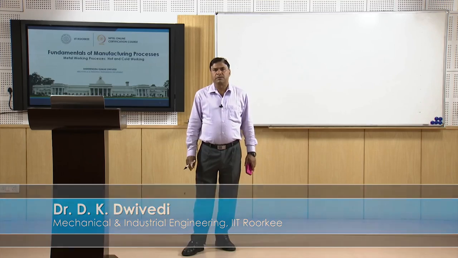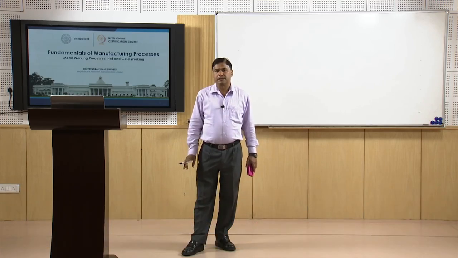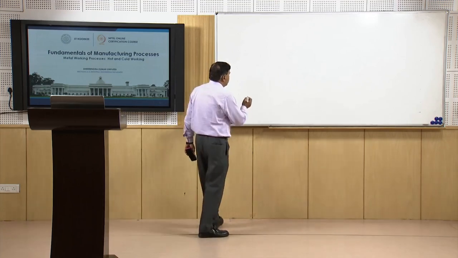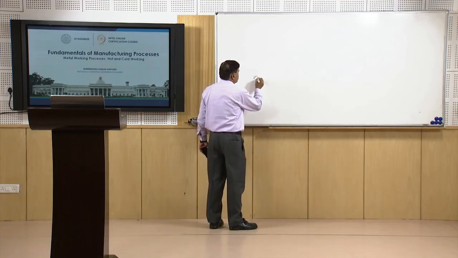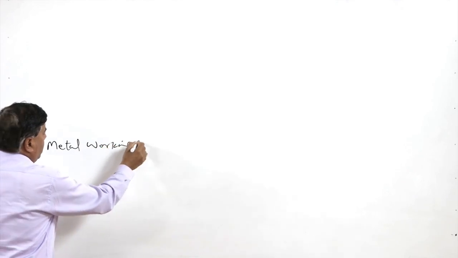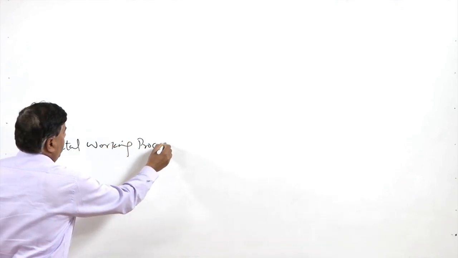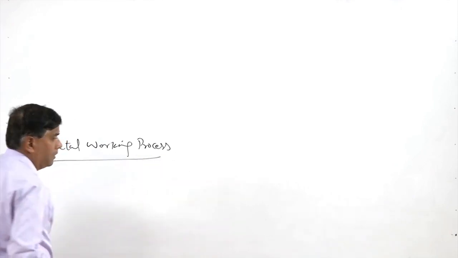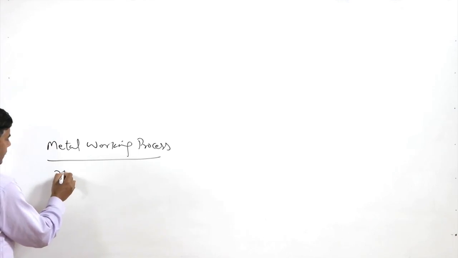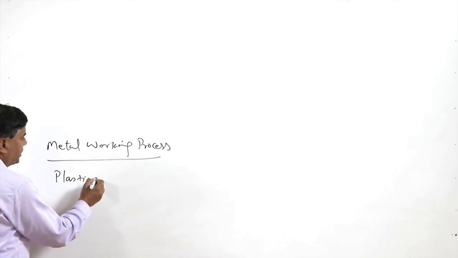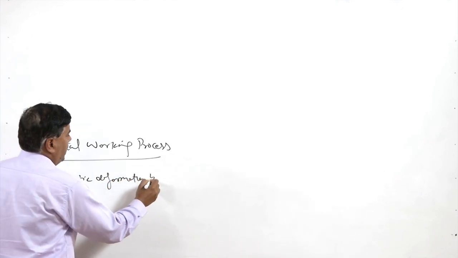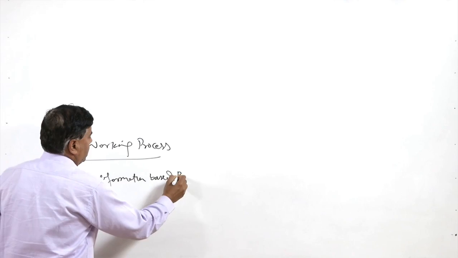We have talked about the casting based processes, and today onwards we will be talking about the metal working processes for manufacturing of the metallic components. So, here these are basically the plastic deformation based processes.